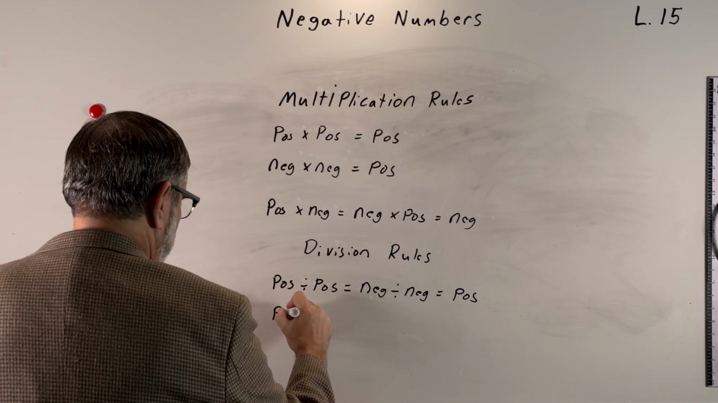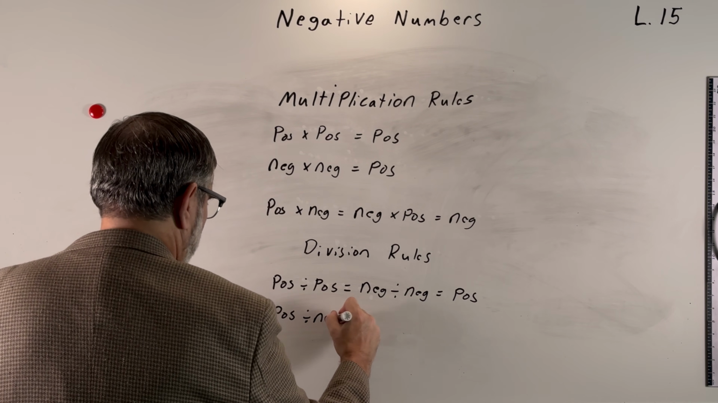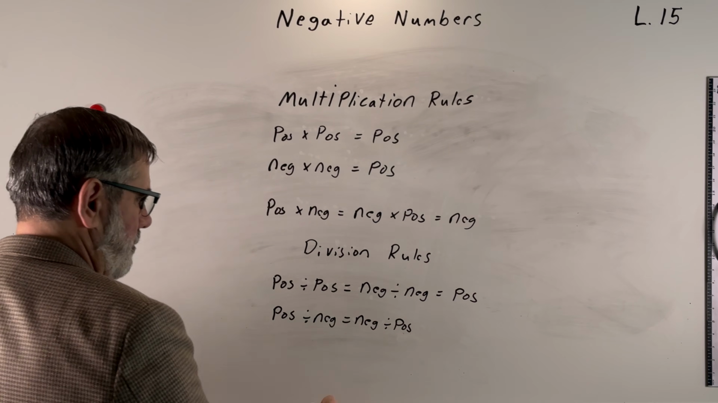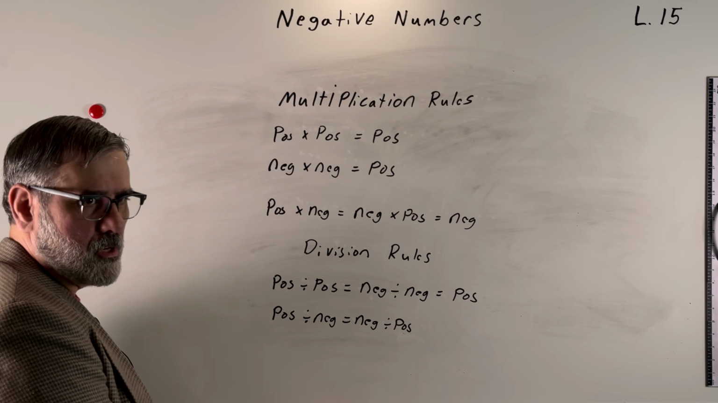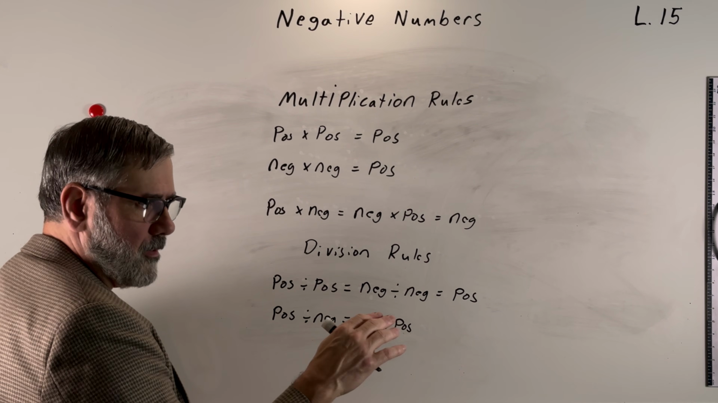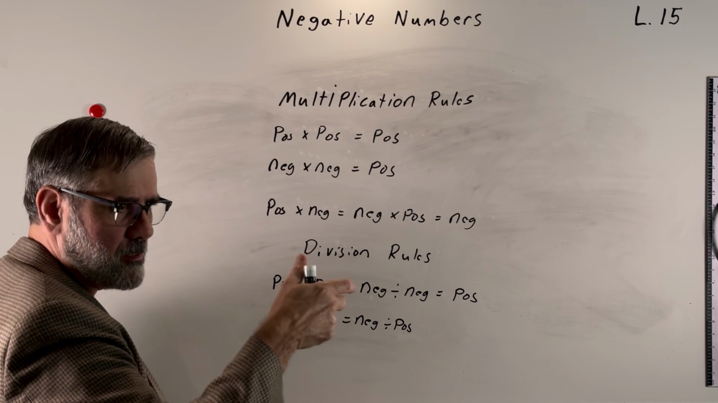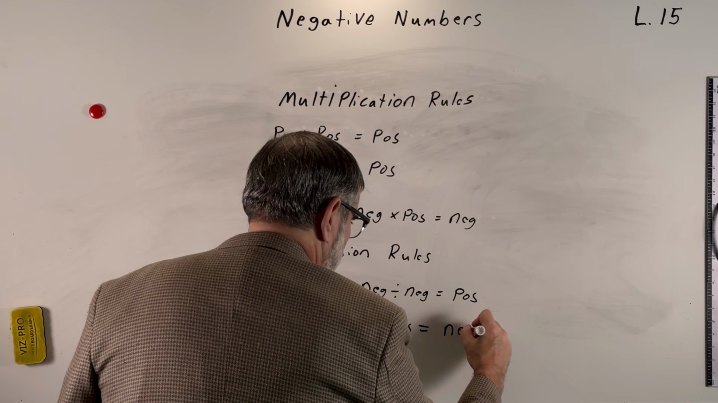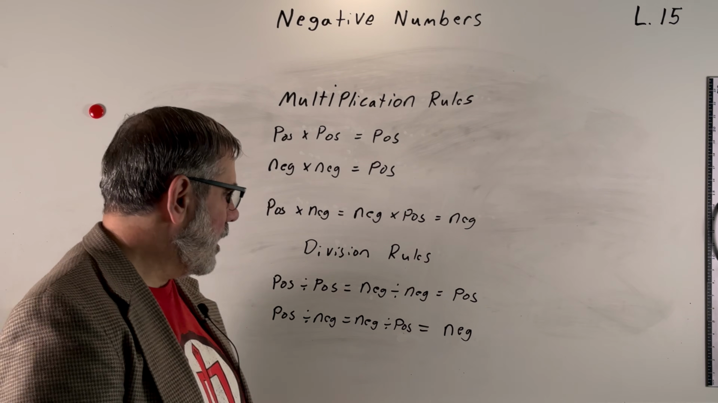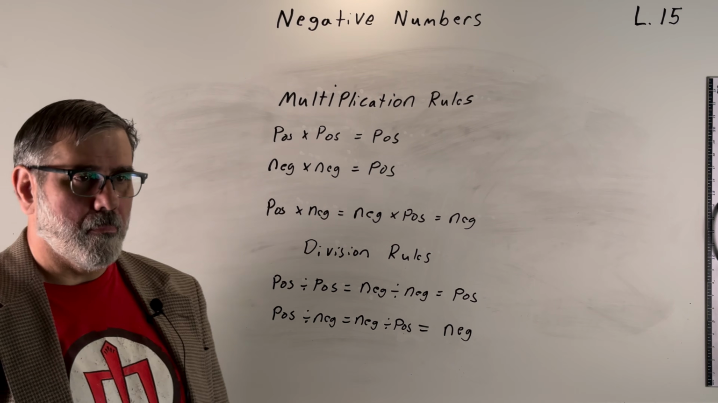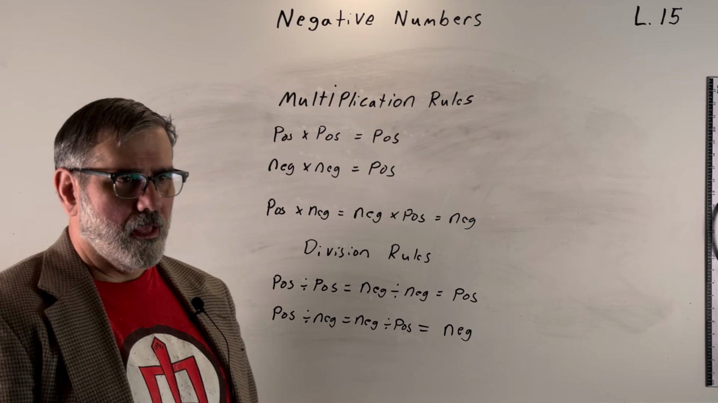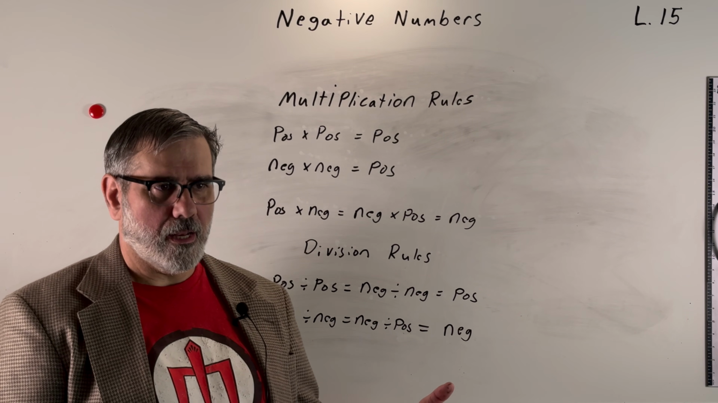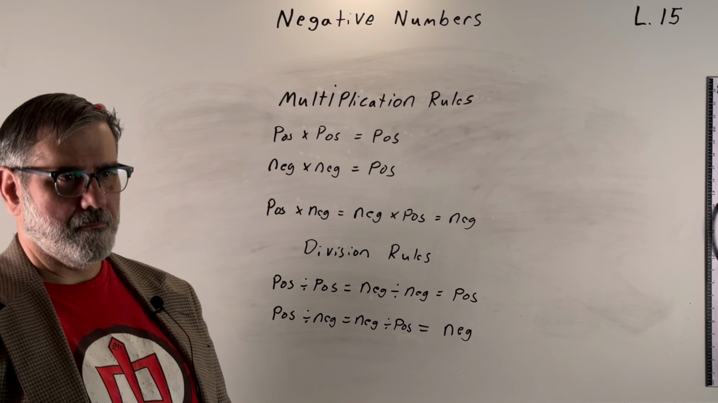And if we have a positive divided by a negative, or a negative divided by a positive, now in this case, don't think that there's a commutative property for division, right? 4 divided by 2 is not the same thing as 2 divided by 4. You can't switch numerator and denominator. But in any case, this is equal to a negative. So the only way you get a negative number in multiplication or division is if one of the terms that you're multiplying or dividing is negative and the other is positive, or vice versa.